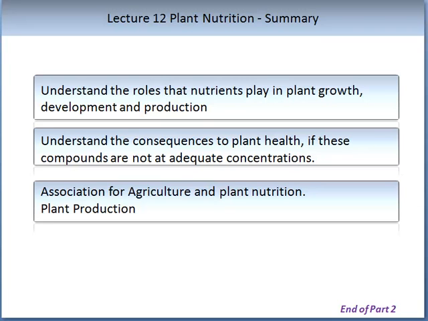And finally, after completing this lecture and the reading, you should have an understanding of the role of agriculture and plant nutrition. It is a very important input into plant production. This brings us to the end of part 2.